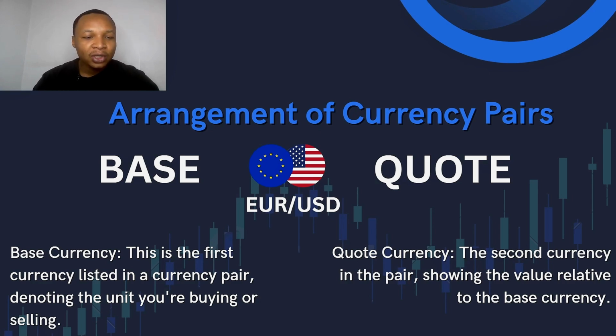Now what a base currency simply means, like I said earlier, is the currency on the left hand side, denoting the unit you are buying or selling. I'm going to explain that. On the other side, we have the quote currency, and in this case we have US dollars as our quote currency. It's the second currency in the pair, and it shows the value relative to the base currency. I'm going to explain that in the next slide. So just know this: the one on the left hand side is called the base currency, the one on the right hand side is called the quote currency.